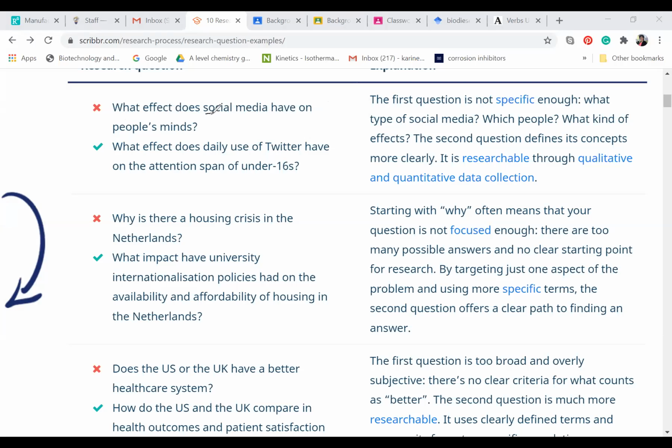When we say social media, what do we mean? When we say people's mind, what do we mean? Remember, I told you when you're writing your problem statement, you have to clearly say what you mean, because if it is not clearly stated, then it is a bad research, hence you don't get the mark.